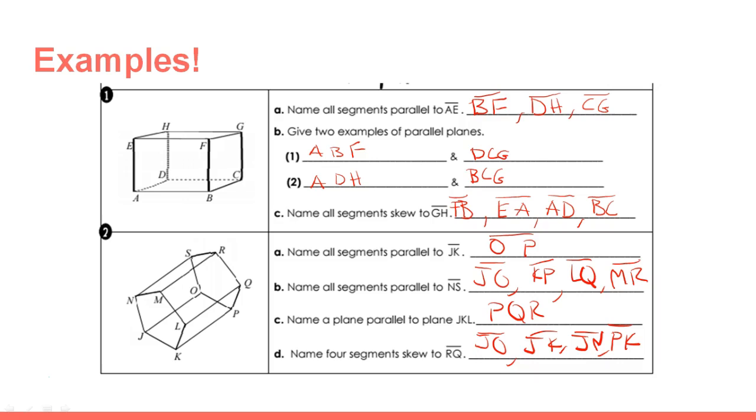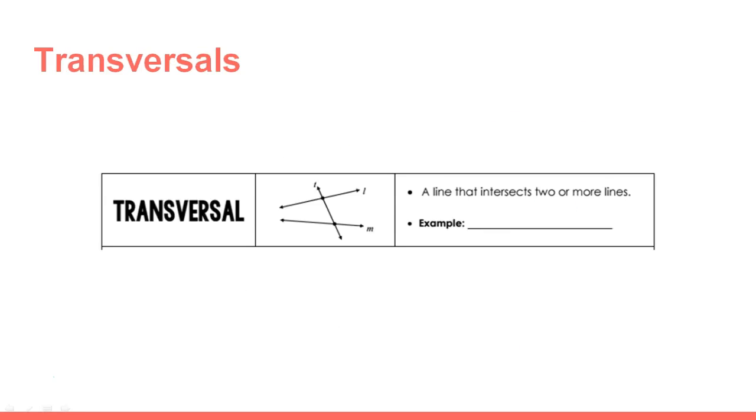If you need to, you can pause this and check your answers and see if you got them right. So we're going to transition here to a concept we're going to use constantly throughout this unit, and that's the idea of a transversal. A transversal is a line that intersects 2 or more lines. In this picture we have lines L, M, and T, and line T is the one intersecting both line L and line M. So we can say that line T is our transversal in this example.